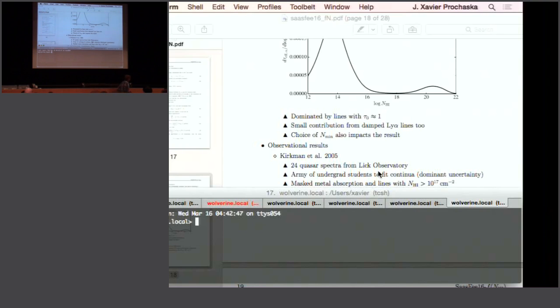And the authors used an army of undergraduate students, I kid you not, to normalize the continua independently. They were locked in rooms with headphones and told not to speak to each other on how they were making an assessment of the quasar continuum, so that the lead authors could make an assessment of the systematic error associated with that process. That's folded into the analysis.